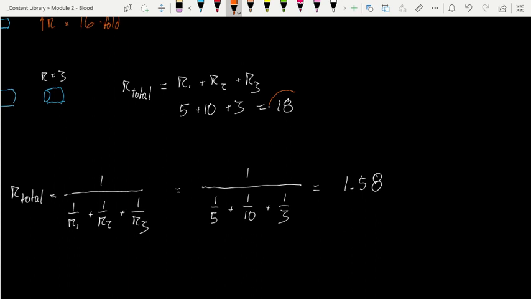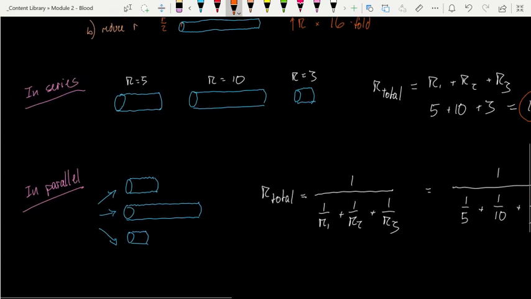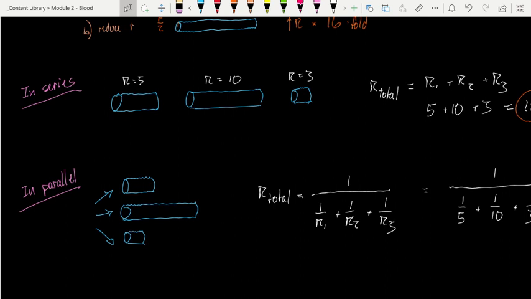Up here in series, we added everything up, and the sum was greater than any individual components. But here at 1.58, the sum is smaller than any one of the components. And that's what happens when we run in parallel. It's always less than any one component.